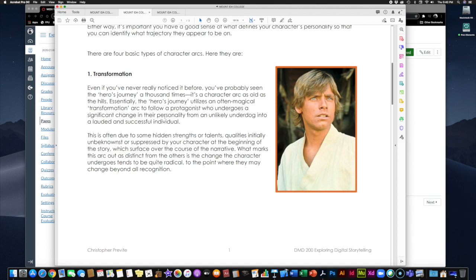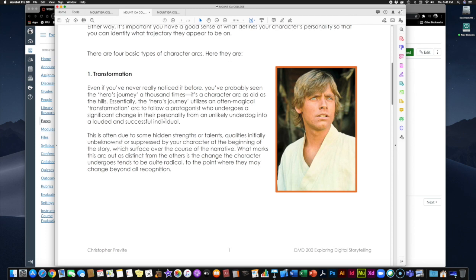Now, my example here, of course, is Luke Skywalker, who you're probably all familiar with. Now, the hero's journey, or a transformation arc, is extremely common. We've seen it a thousand times in literature and movies and whatnot. So it's a very old character arc. And so the hero's journey often uses magical transformation to have the protagonist undergo a significant change of their personality. Not just the way they look at the world, but the way they act, how they feel about things, what's important to them. It completely changes them as a person.